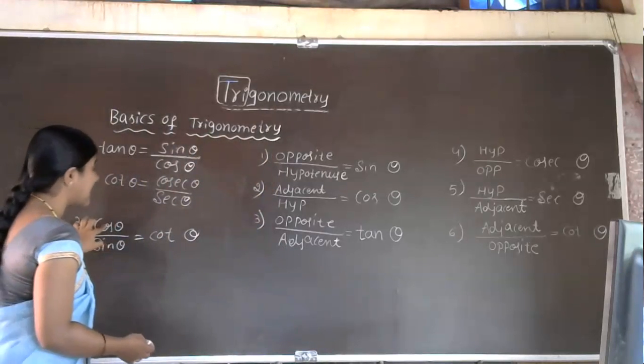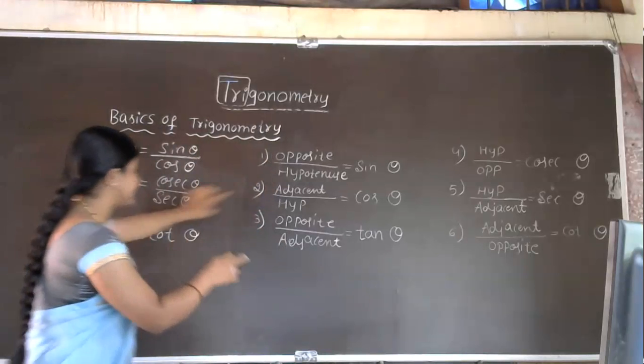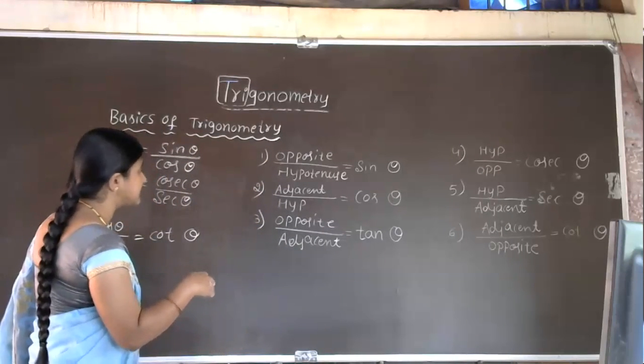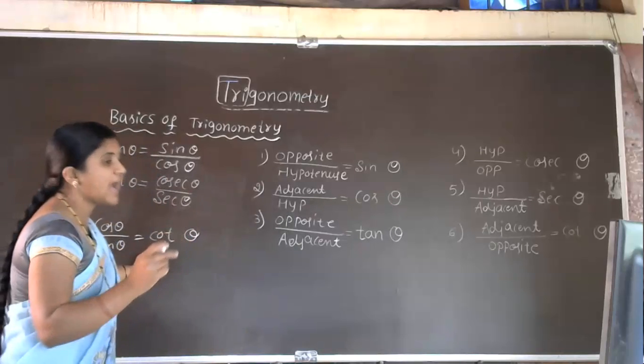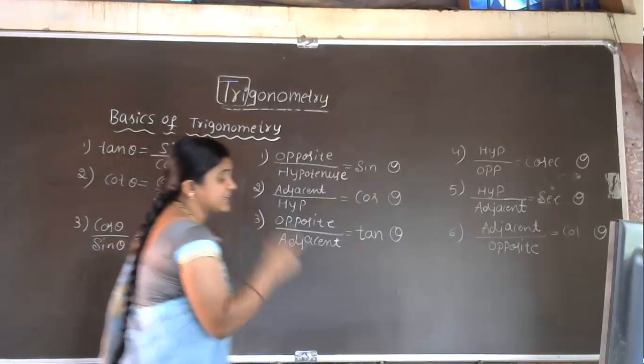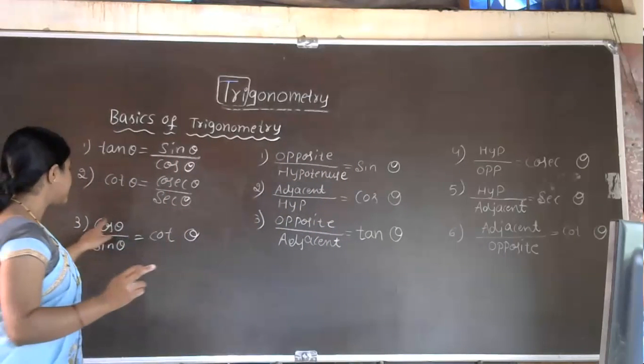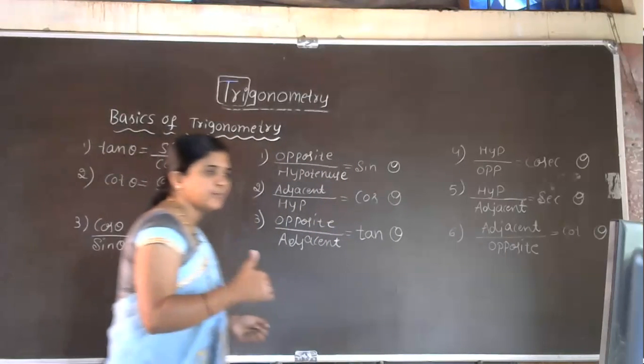You just check the answer. Cos theta is adjacent by hypotenuse. Sin theta is opposite by hypotenuse. After the simplification, the answer is cot theta, that is adjacent by opposite. Yes, right answer, Vaishnavi. So cot theta is equal to cos by sin. Next one.